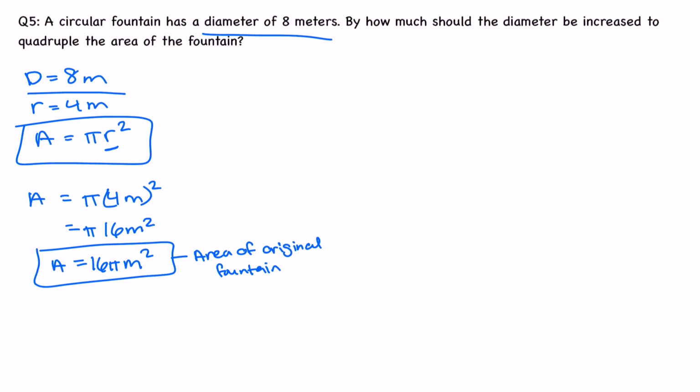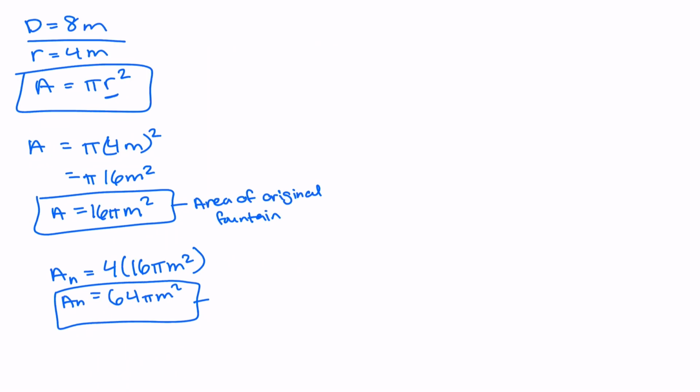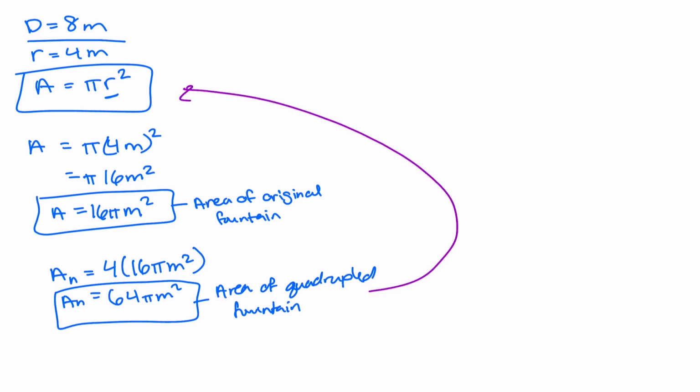So now I'm going to quadruple our area. So quadrupling means to multiply it by 4. So our area of our new fountain, so I'll call that area N for our area of our new fountain, is going to be equal to 4 times 16 pi m squared, which is going to be equal to 64 pi m squared. So this is going to be the area of our quadrupled fountain. Now that we know the area of our quadrupled fountain, we can plug it back into the area of a circle formula to figure out what radius produced that quadrupled fountain.